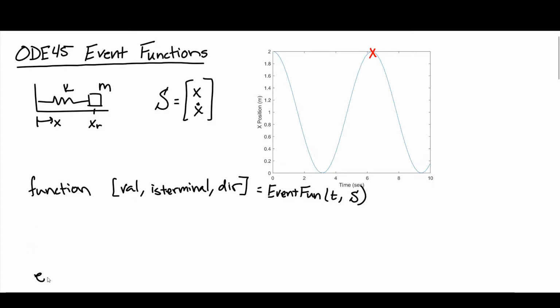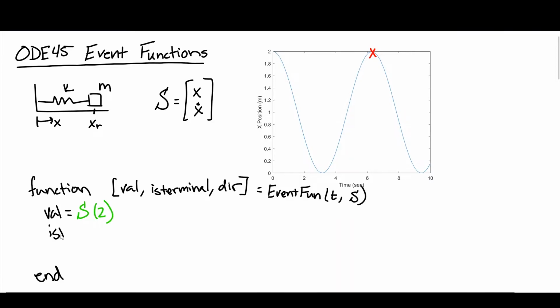Now, this function can be described just in 3 lines of code. All we need to do is define what val, isTerminal, and direction are. So the value is basically telling MATLAB to stop simulation when val equals 0. So in our case, if we want to stop simulation at this point up here, this would be a scenario where the slope equals 0. And the slope of our system is represented by the second index of our state variable vector.